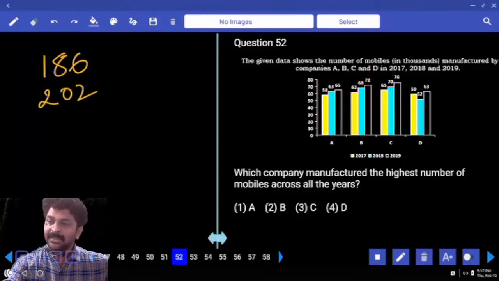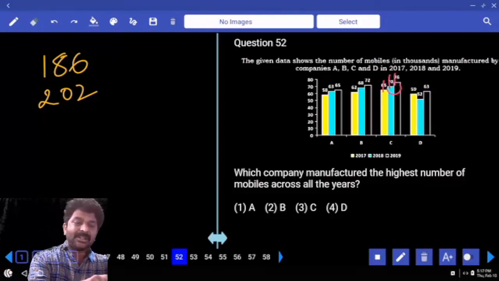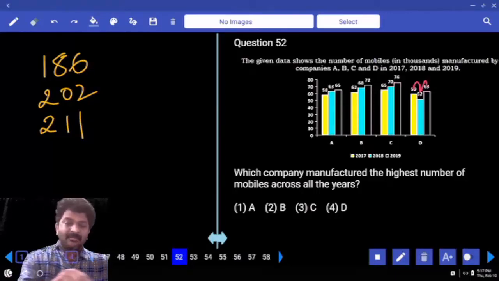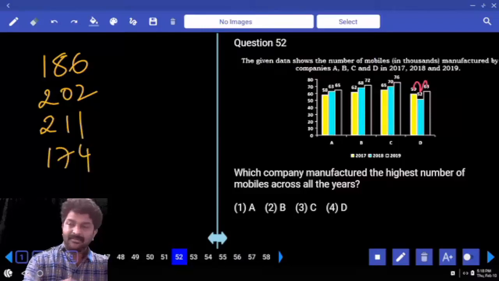202. 70, 70, 140, 140, 60. 200, 5 plus 6, 11. Total 211. Next 50, 50, 60, 60, 50, 50, 100. 160, 160. 9 plus 2 plus 3, 14. 174.